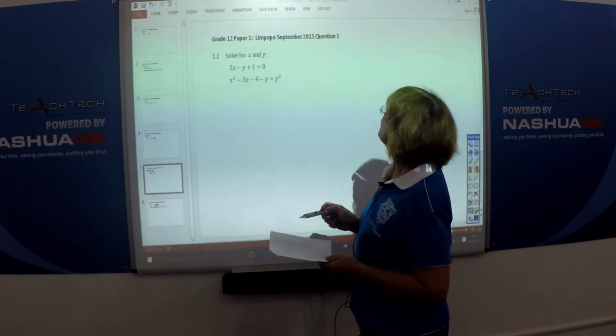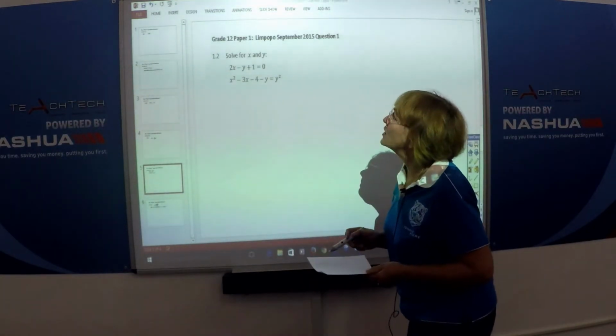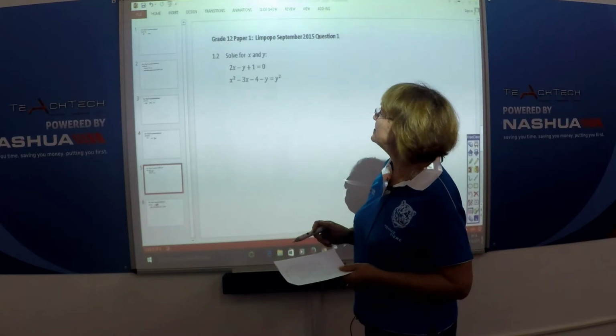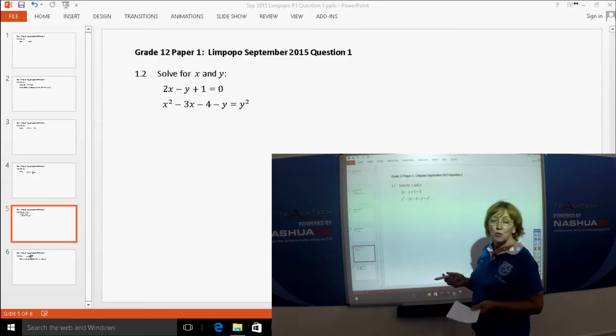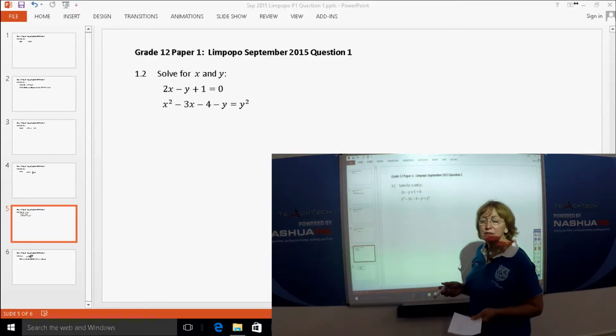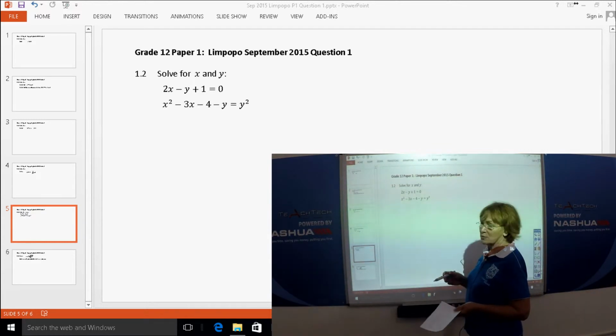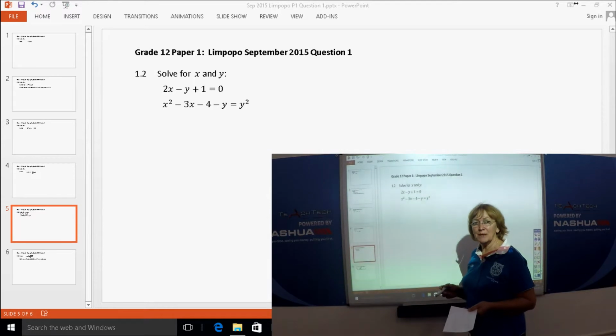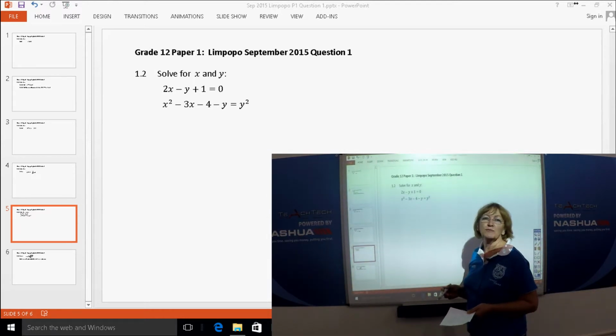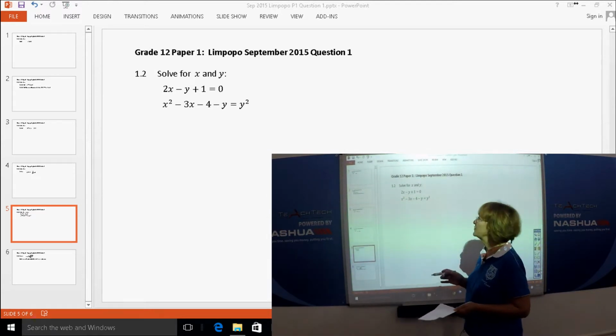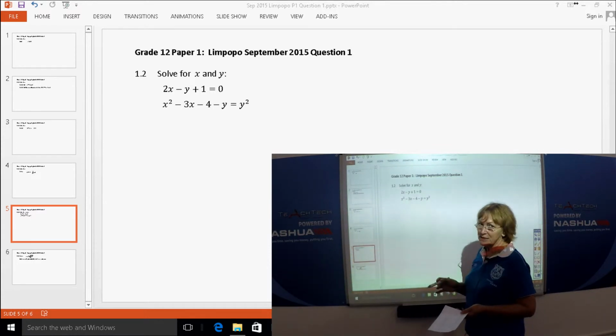Now we're on to September 2015 question 1.2, paper 1. Solve for x and y. Two unknowns require two equations. And usually when you get problems like this, the one equation is simple, a linear equation, and the other one is more complex, a quadratic kind of equation, as you can see in this case as well.